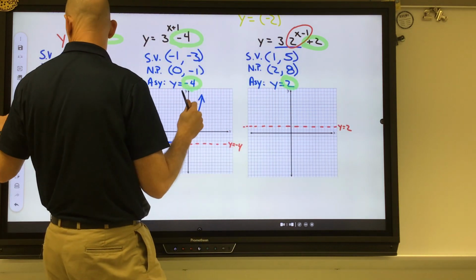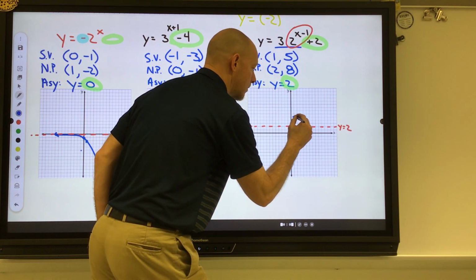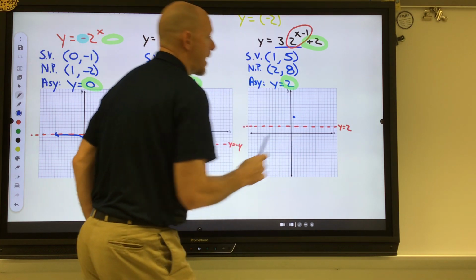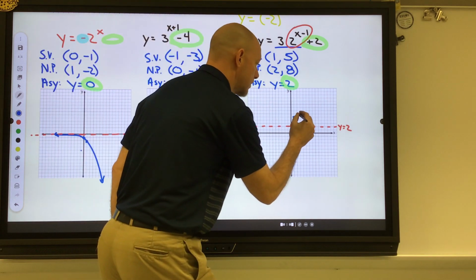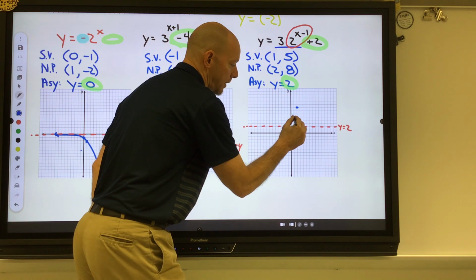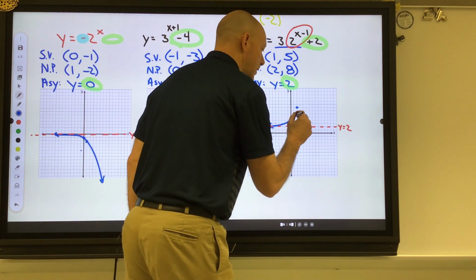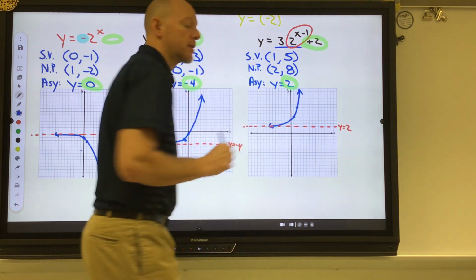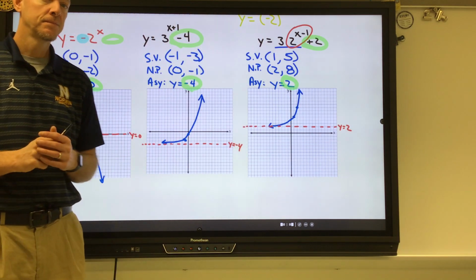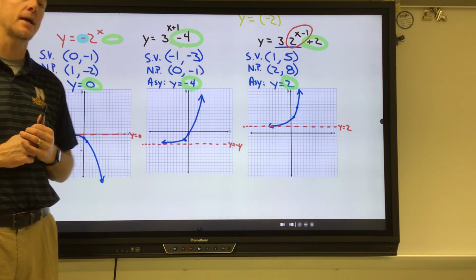I can plot my points, (1, 5), and then I have (2, 8). And again, as I go to the left, I approach the asymptote, and as I go to the right, I approach infinity. So there we have a couple more examples with a few more transformations that take place.